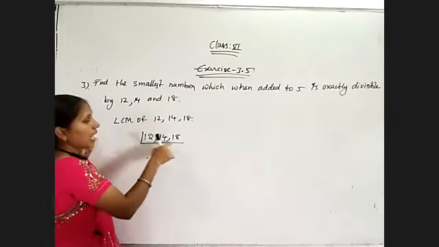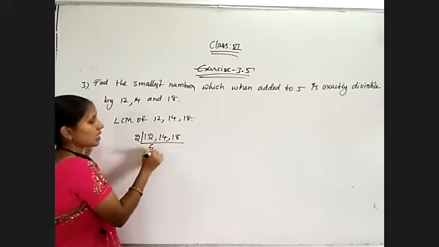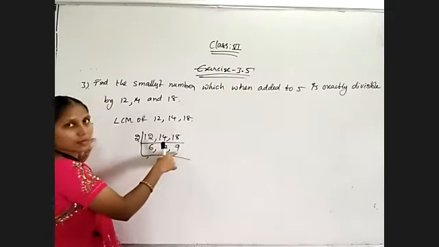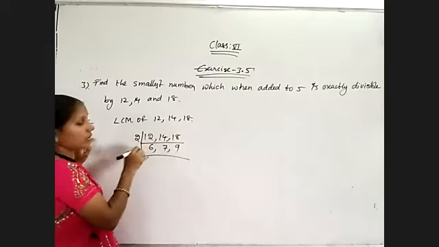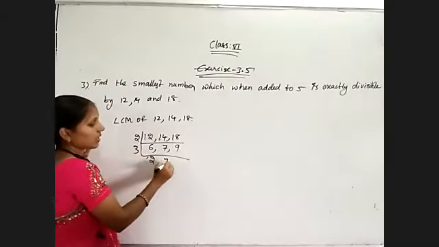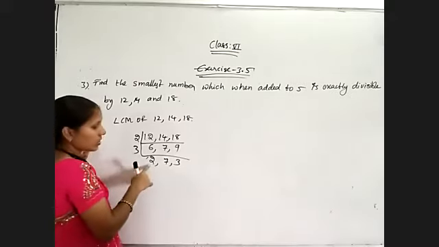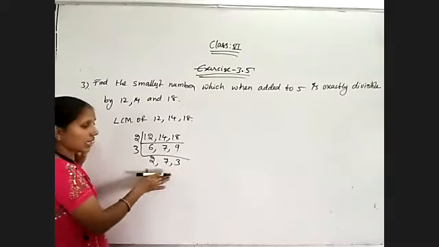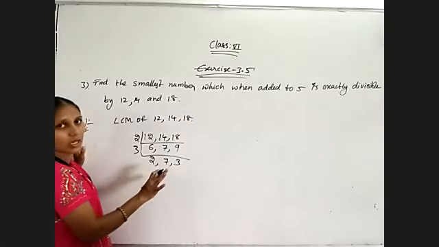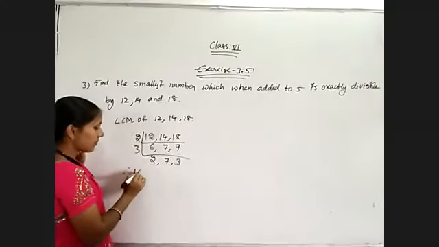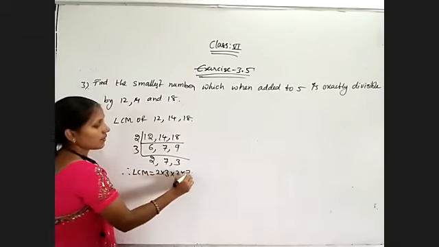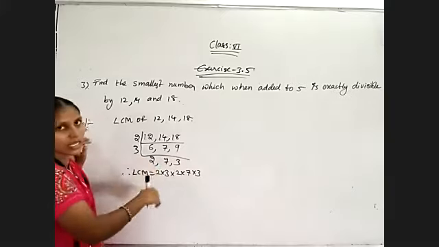Now all the numbers are divisible by 2: 2 6s are 12, 2 7s are 14, 2 9s are 18. And here 6 and 9 are divisible by 3. So 3 2s are 6 and 3 3s are 9. That's all. 2, 3, 7 are all prime numbers. They don't have any common factors, so we leave it here, no problem. Therefore, LCM of the numbers is equal to 2 into 3 into 2 into 7 into 3. No need to continue till we get 1.